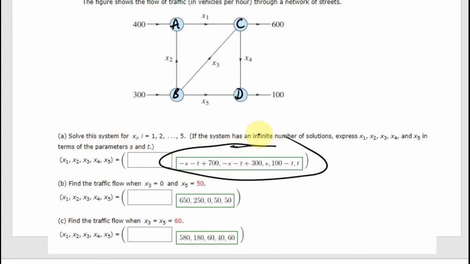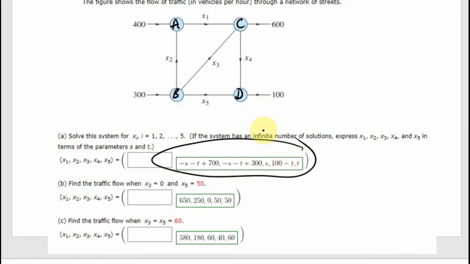I was trying to circle that. So we just got through solving this. Now the next one says find the traffic flow when x sub 3 is equal to 0. That is, x sub 3, remember, is s, and x sub 5 is t.